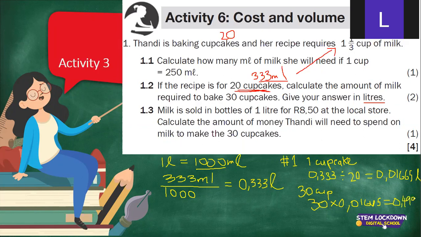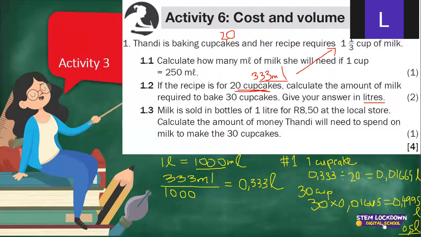So your answer is 0.4995. This is about half a liter, right? This is actually equal to 0.5. If I round it off, it will be 0.5 liters, right? So that is a longish way of doing the sum, right?